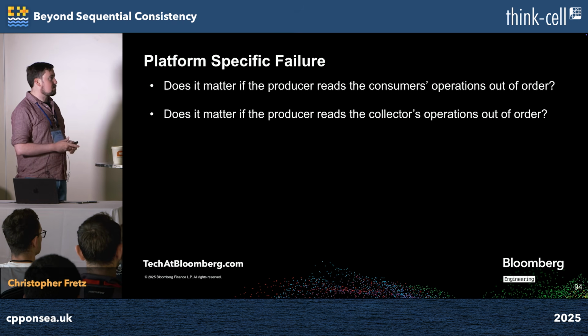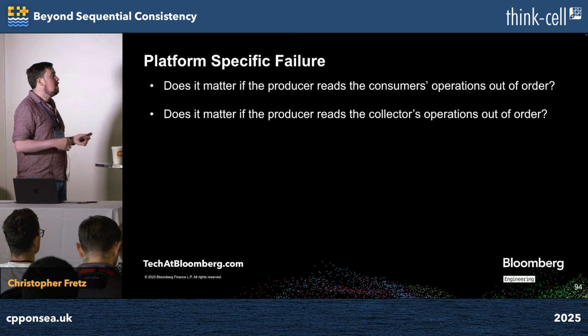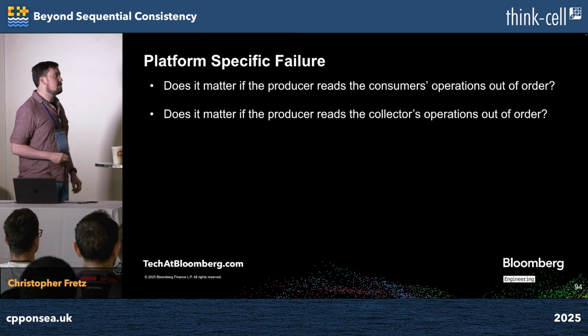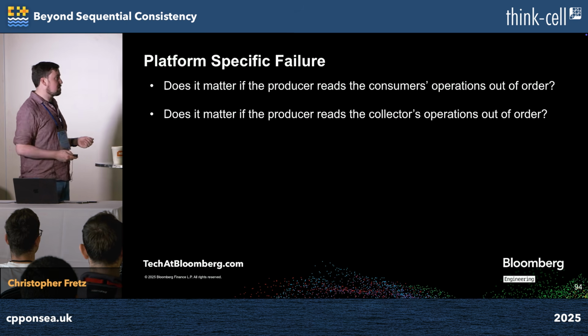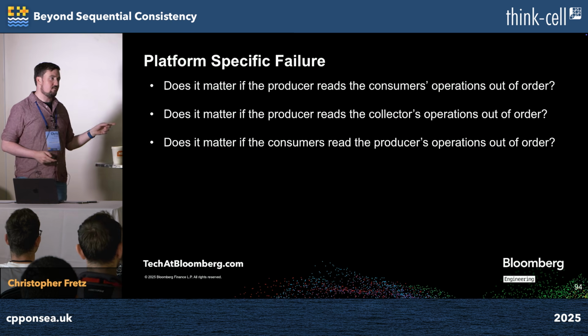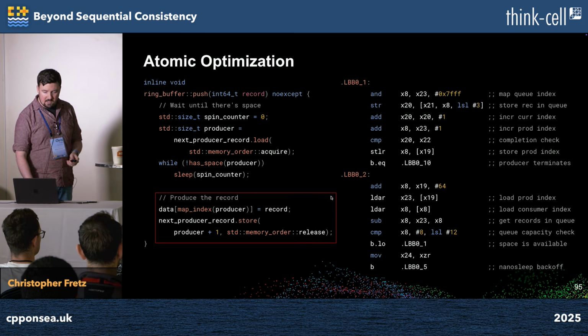Does it matter if the producer reads the consumer's operations out of order? Again, no. If it reads them out of order, it's just going to take an overly conservative estimate. It's just not going to see an increase that it could have seen, and it's going to deduce that the queue is fuller than it actually is. But does it matter if the consumer reads the producer's operations out of order? And this does matter. Specifically, it's this little bit down here.